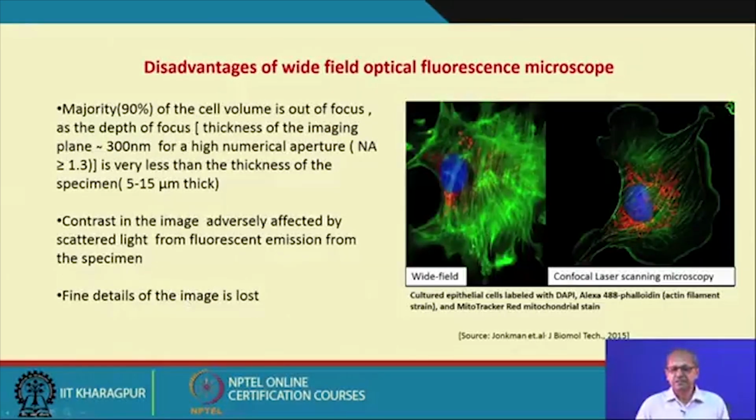This is an example of wide field microscopy. Here an epithelial cell is labeled with DAPI for the nucleus, MitoTracker for mitochondria, and Alexa 480 for actin filaments. This is the image captured by the wide field microscope, and because epithelial cells are very thin, around 3 micrometer, it looks fine, but if the specimen is 5 to 15 micrometer, you will be getting a very hazy image.